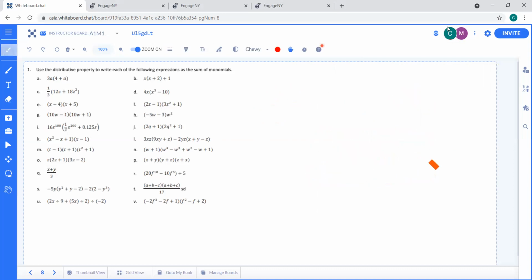Now let's do the next one. We'll do R: (20 f to the 10th minus 10 f to the 5th), all that divided by 5. Now, just like if that was multiplied by 5, we would do that by each term, but it's divided by 5, so we're going to divide by each term.